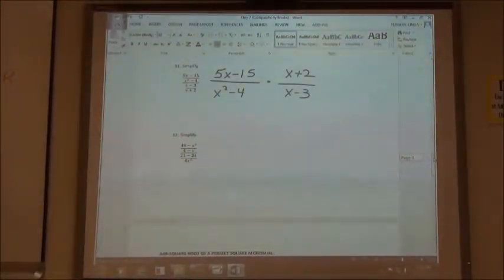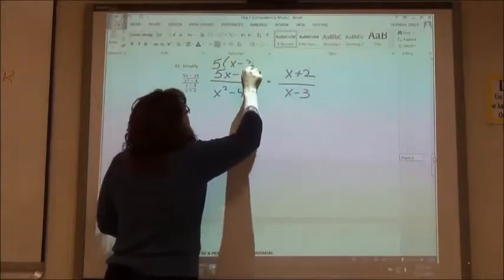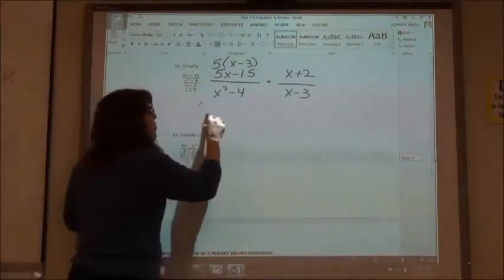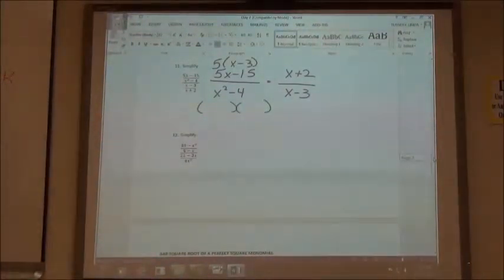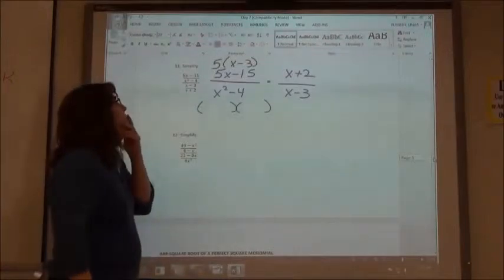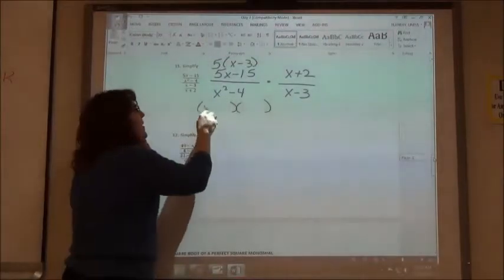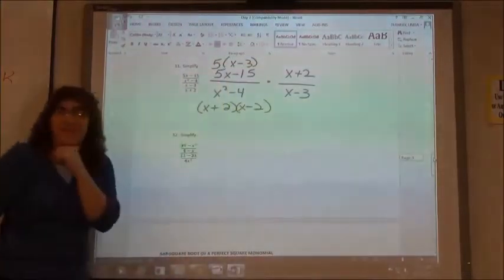So on the top of that first fraction, I can divide those both by 5. You always want to get the answer first. The 5, and then I'm going to have x minus 3, right? The bottom has the squared. I know I'm going to have my 2 sets of parentheses. How's that one going to factor? X and x, plus and a minus, and then our 2 and our 2.